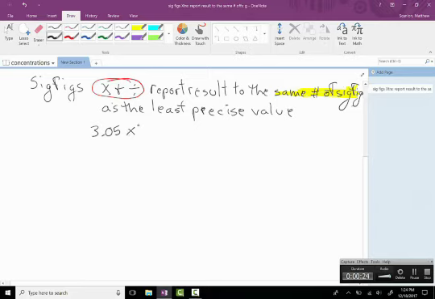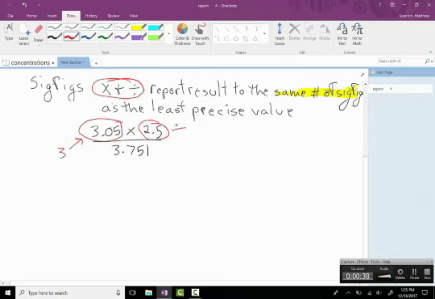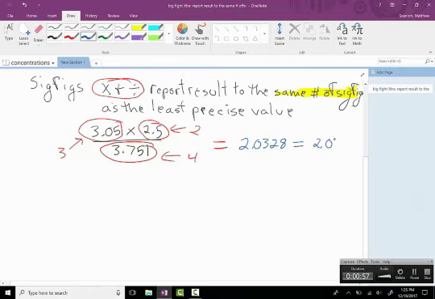Here we go. 3.05 times 2.5 divided by 3.751. The number of sig figs in this one is 3, in this one is 2, and in this one is 4. So I will report my result to 2 sig figs. My value is going to be 2.0328, which ends up being 2.03.